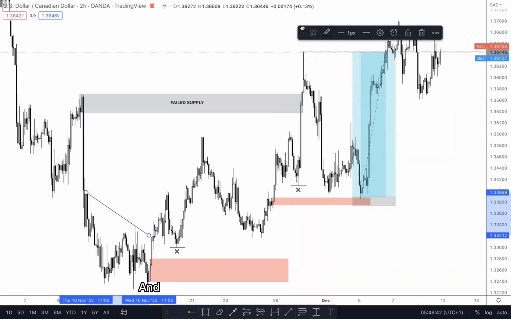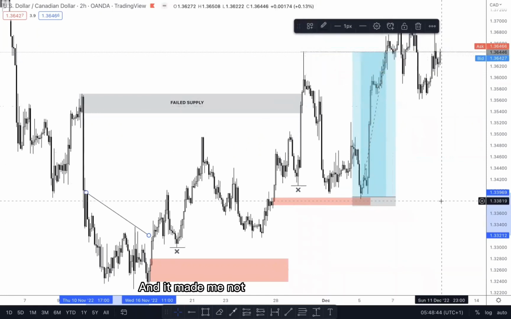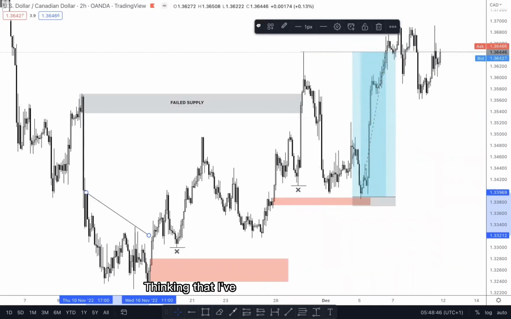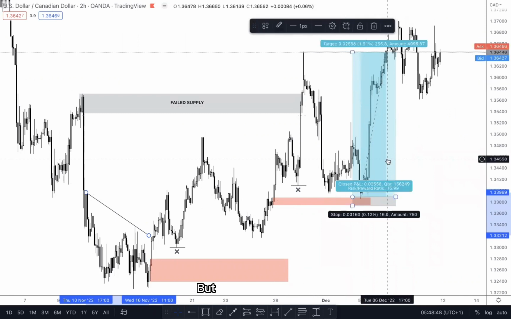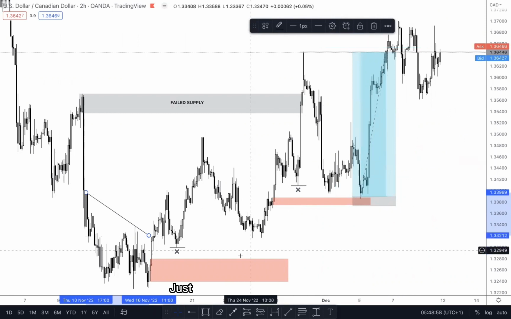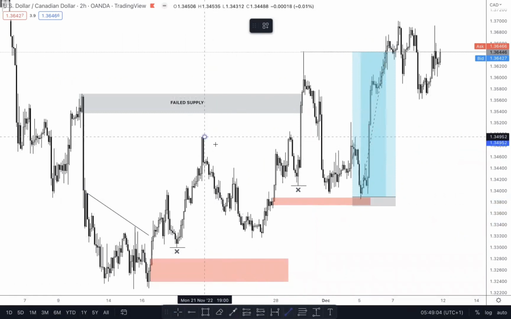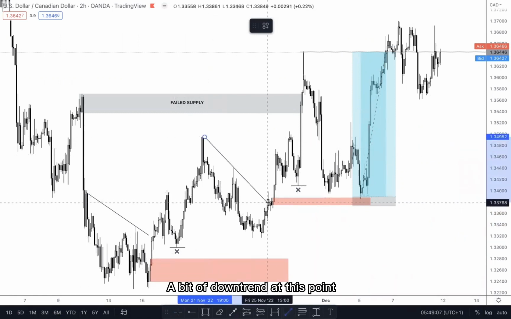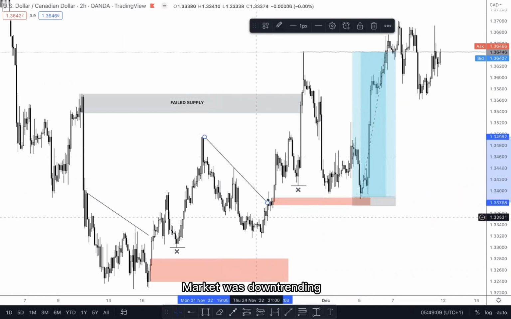And it made me not follow up the chart, thinking that I've missed an opportunity. But later on, as the market maintained momentum to the upside, it created another similar opportunity, just like the one we have here. First of all, the first thing you notice is there was also, again, a bit of downtrend at this point. Here, the market was downtrending.